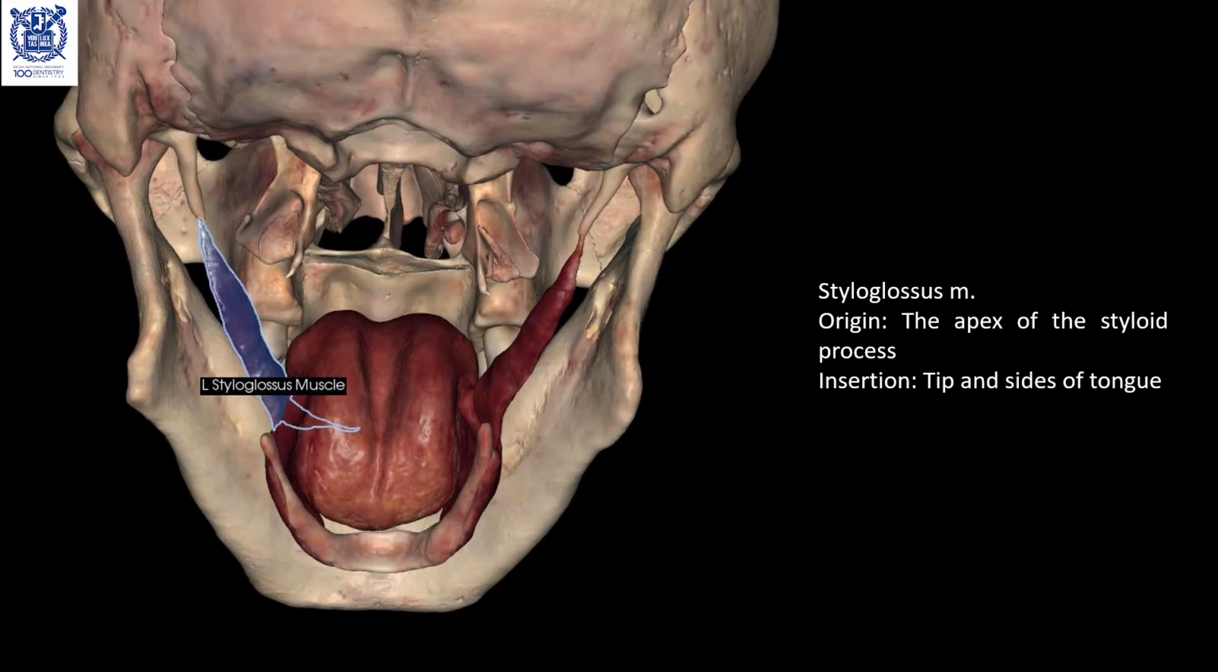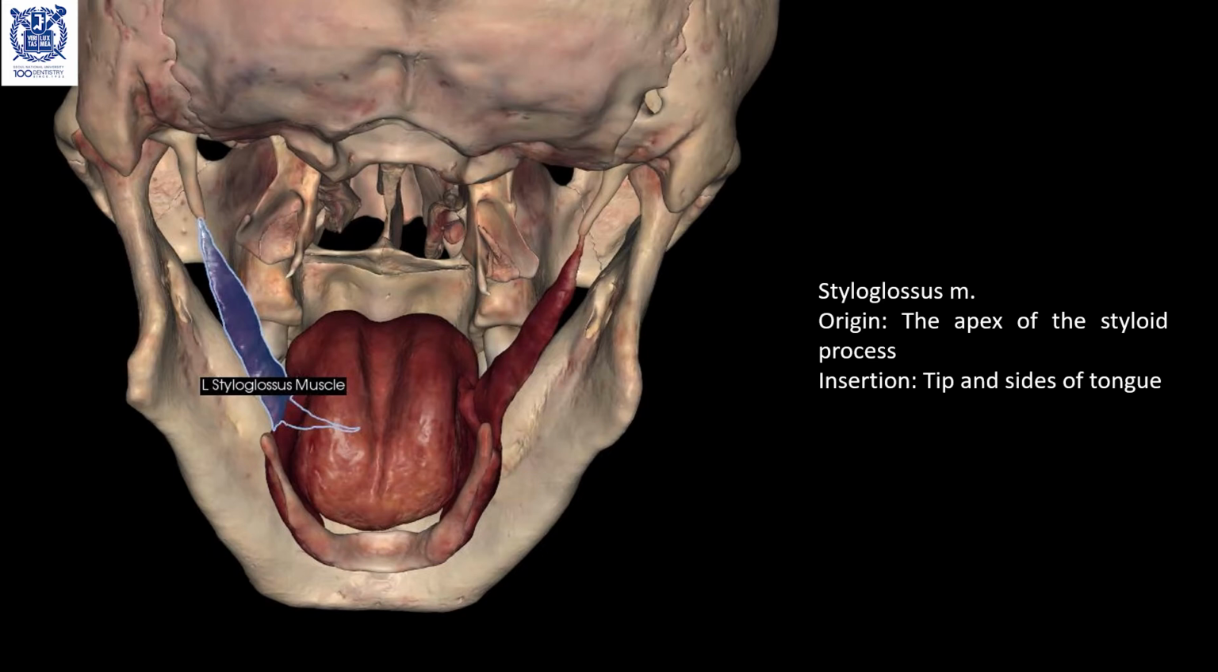The other, oblique, overlaps the hyoglossus and decussates with its fibers. The styloglossus is innervated by the hypoglossal nerve, like all muscles of the tongue except the palatoglossus. The styloglossus throws up the side of the tongue to create a trough for swallowing. As a pair, they also aid in retracting the tongue.